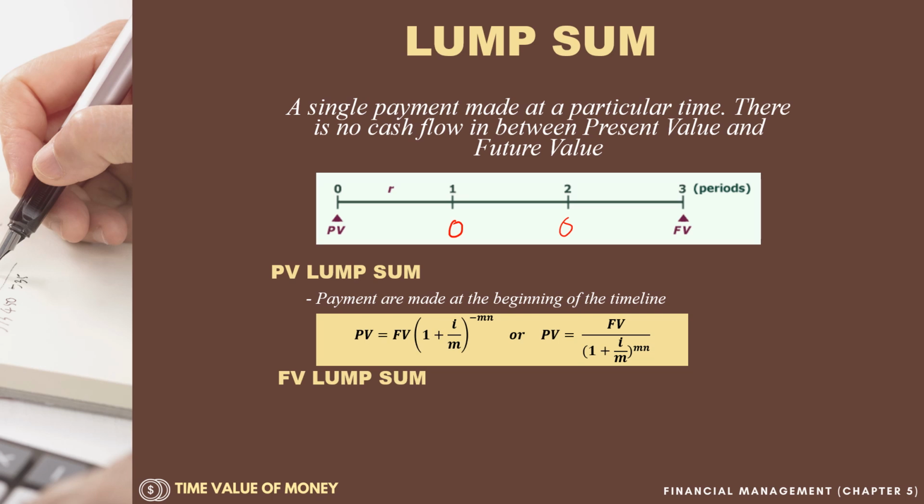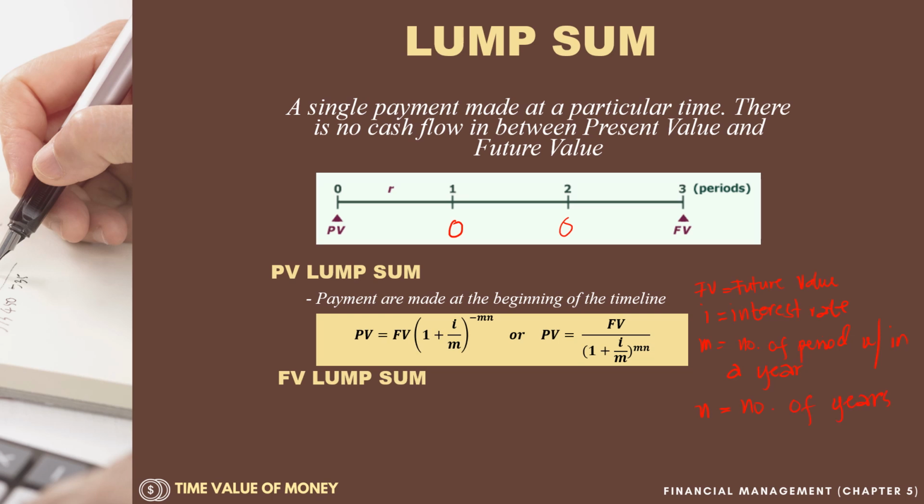Okay. Now here, FV is the future value. Then the I here is the interest rate. M here is the number of periods within a year. And N here is the number of years.